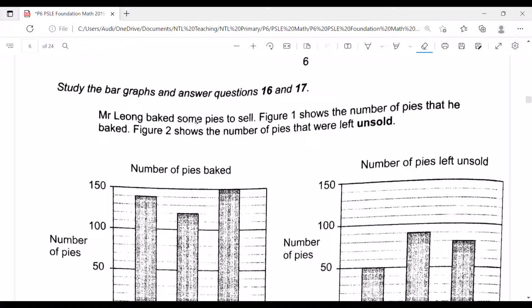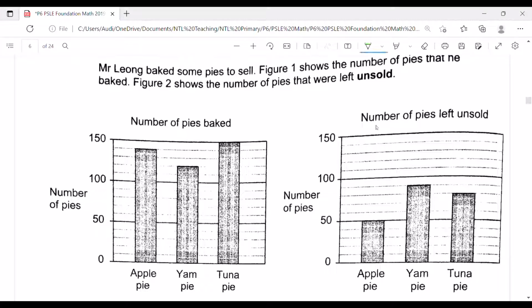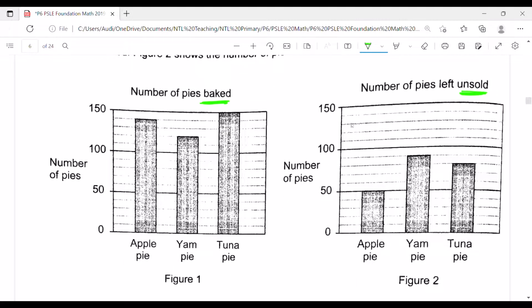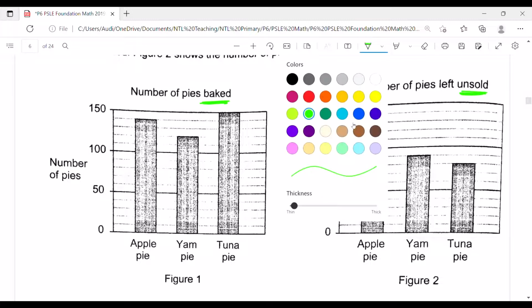Mr. Leong baked some pies to sell. Figure 1 shows the number of pies that he baked. Figure 2 shows the number of pies that were left unsold. Okay, so this is the number of pies baked. These are the number of pies unsold. Okay, now before we do anything else, we will write down the numbers.